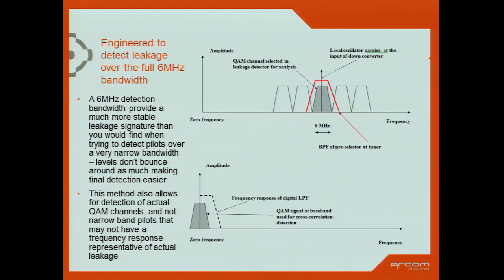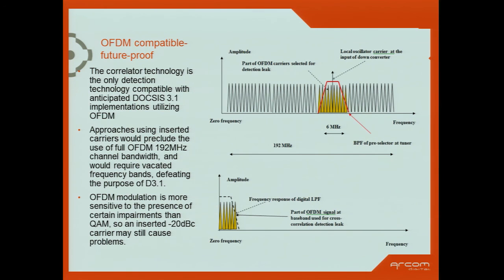All we're showing here is that this technology uses a true QAM channel. It doesn't inject a carrier. If you inject a carrier between QAMs, you don't know what might happen because you're introducing some instability. Also, that approach is an estimated approach. This is a calculated approach. You're calculating exactly where the leak is. And it's also OFDM future-proofing, because you can put that 6 megahertz anywhere in the 192 megahertz, which is difficult with other technologies.